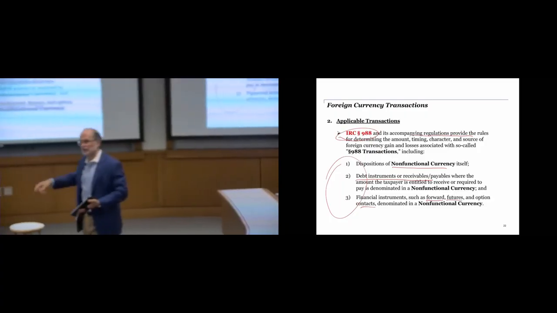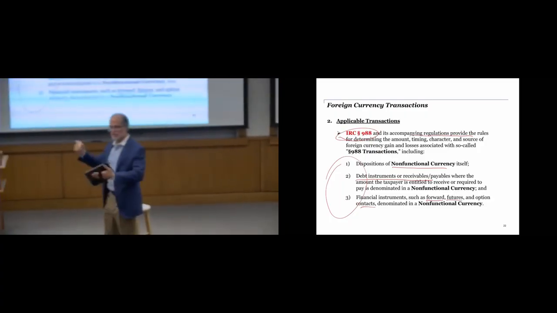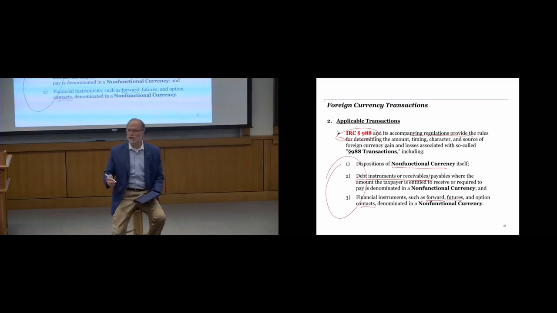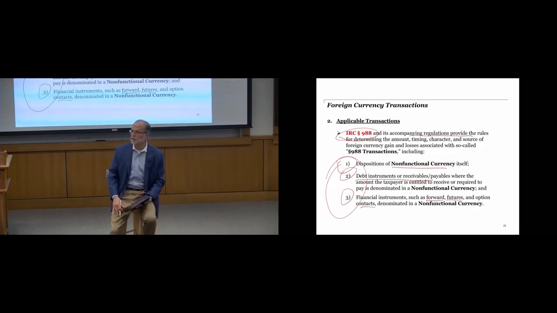So processes have to be in place so that companies can deal with this. And it takes close coordination between the business side of the transaction, if that's in the Treasury Department that is handling those contracts, the tax people, and the accounting people to make sure everything's working the way they want. So we're going to go through all three of these types of transactions, and there's examples on each one.